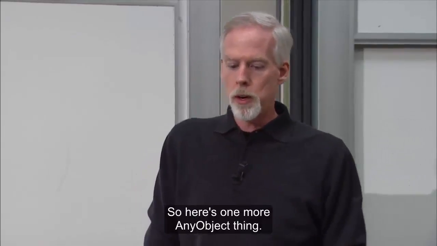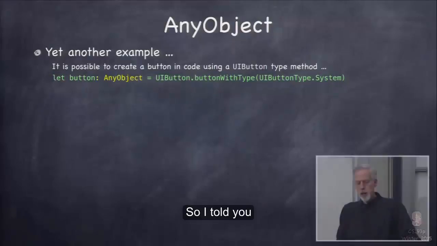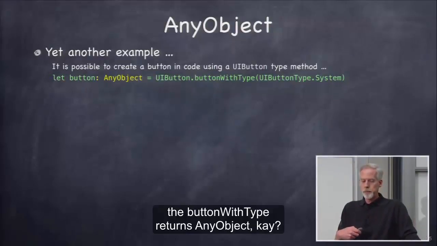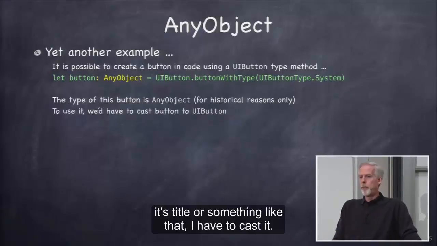So here's one more AnyObject thing. Let's go back to that button thing. So I told you the buttonWithType returns AnyObject. Okay? And so if I got a button and I wanted to find out its title or something like that, I have to cast it.